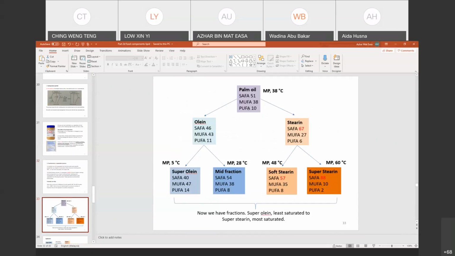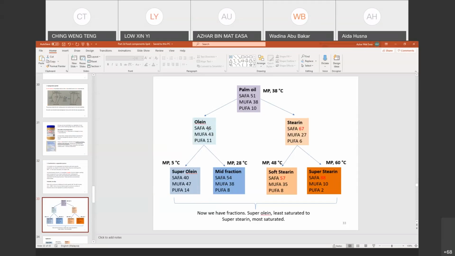MUFA we know, monounsaturated. PUFA is polyunsaturated. SAFA is saturated. Okay, so by using fractionation, we can play with it. You see the 51%, 38%, 10%. You can form olein, you can form stearine.